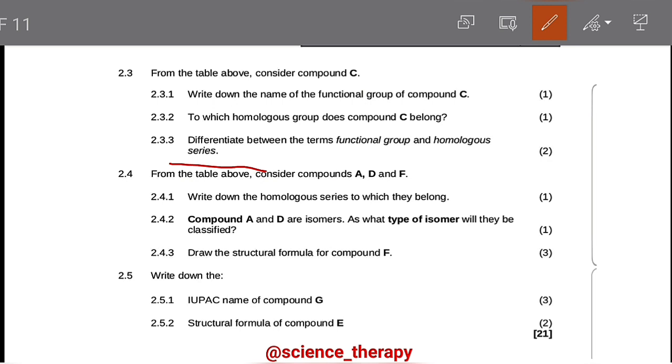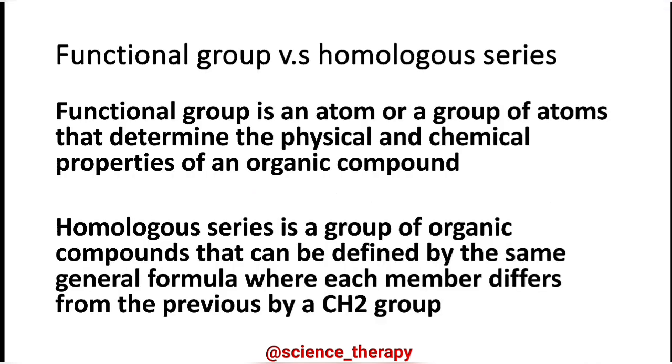2.3.3 says differentiate between the terms functional group and homologous series. So let's do that. A functional group is an atom or a group of atoms that determine the physical and chemical properties of an organic compound. Then a homologous series is a group of organic compounds that can be defined by the same general formula, where each member differs from the previous by a CH2 group.